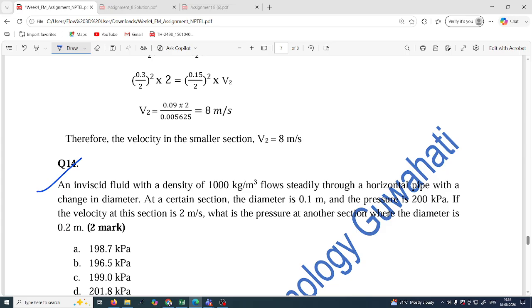Again a 2 marks question. So option A, 198.7 kilopascal; option B, 196.5 kilopascal; option C, 199.0 kilopascal; option D, 201.8 kilopascal, all units in kilopascal. So you can see they are very close, so you have to be very careful. All the options are very close to around 200, so the calculation should be very clear.